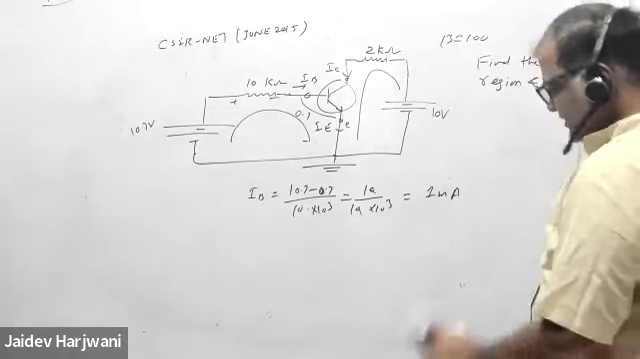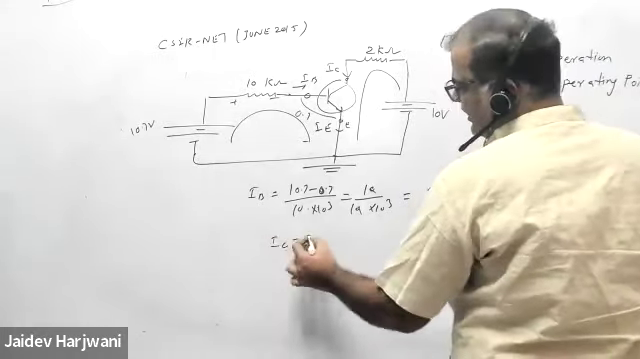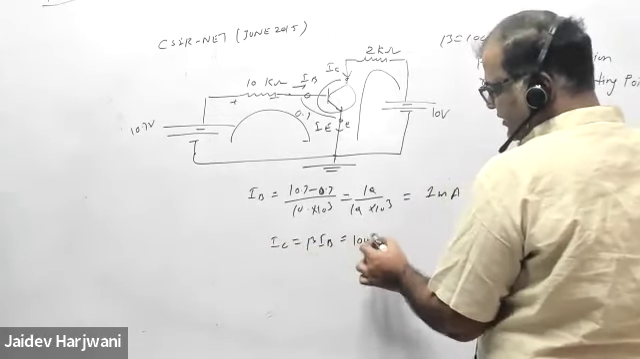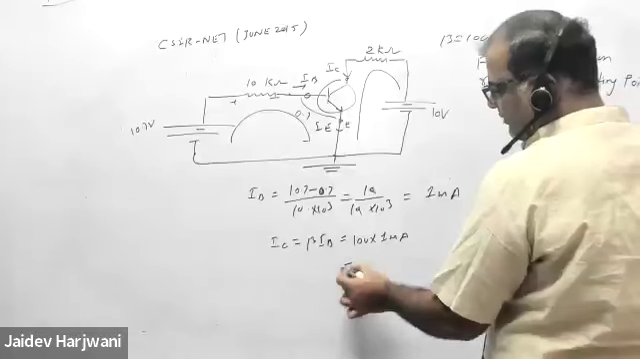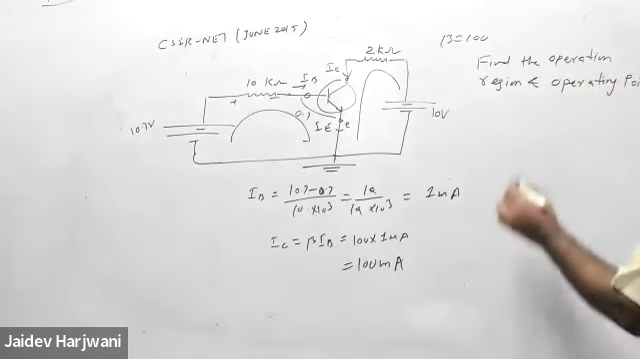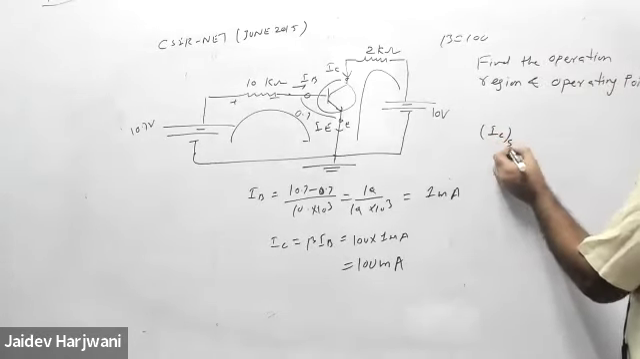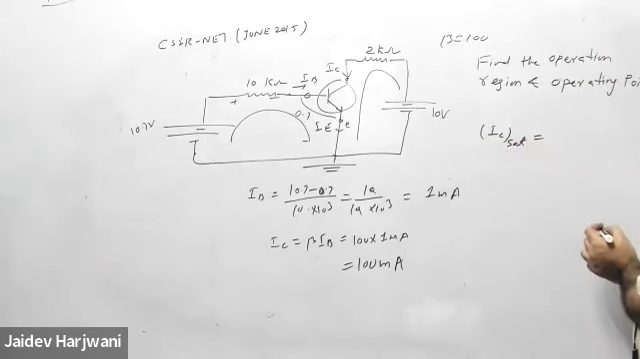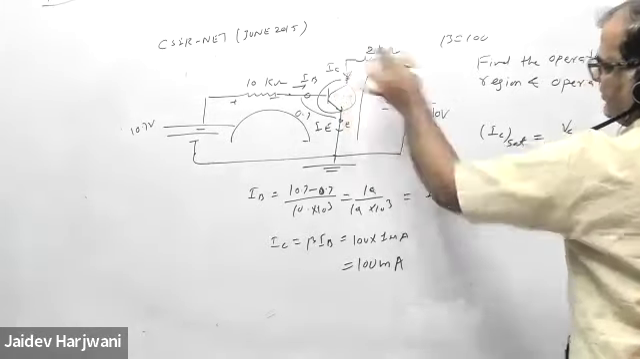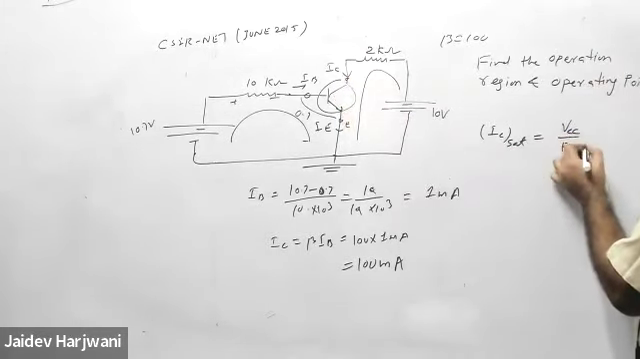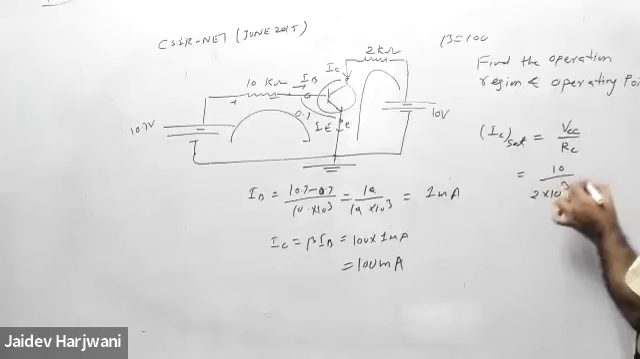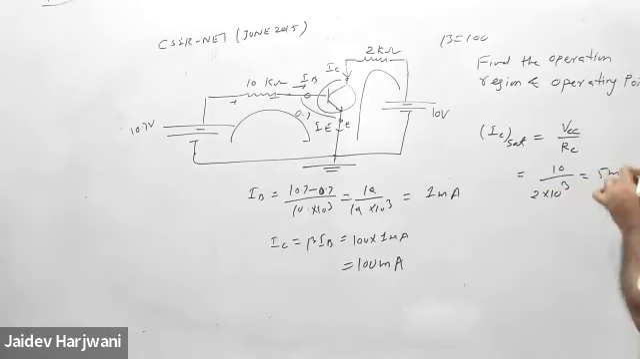So now IB is there, so you can find the IC. IC value is beta IB. Beta IB means 100 into 1 milliampere. This is 100 milliampere. This is too high a current. High current means going into saturation. Now you find the IC saturation. IC saturation will be what? Always make VC 0. So VCC upon RC is IC saturation. 10 upon 2 kilo ohm, that is 5 milliampere. Okay.